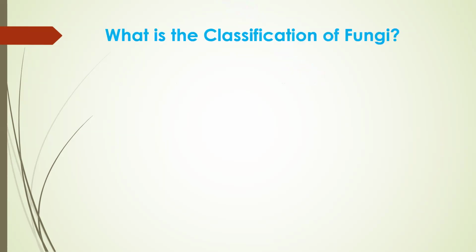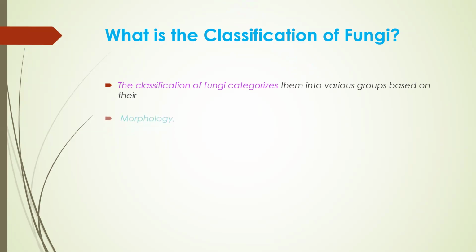Next, classification of fungi. What is the classification of fungi? The classification of fungi categorizes them into various groups based on three things: the first one is morphology, the second one is reproductive structures, and the third one is modes of nutrition. These three are very important for the classification of fungi.